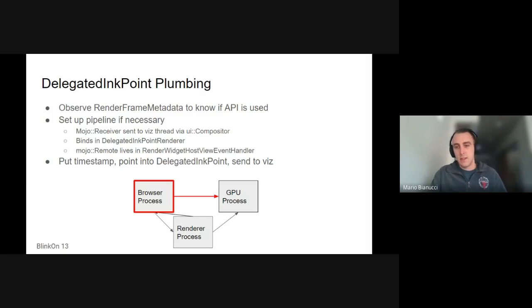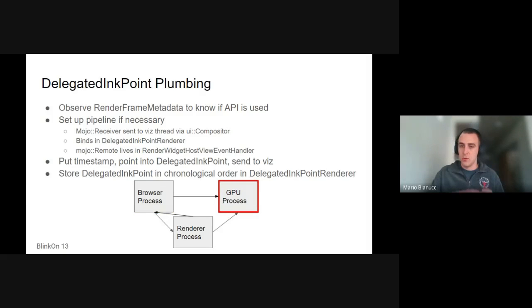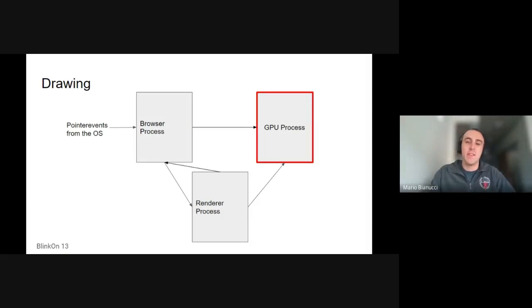And then we send it off to Viz as a Delegated Ink point, where we'll just store it on that Delegated Ink point render in chronological order until drawing occurs. So that's all the plumbing that takes. I know I kind of zoomed right through all of that, but it's very straightforward. So we'll get into the more interesting part of it now, the actual drawing.